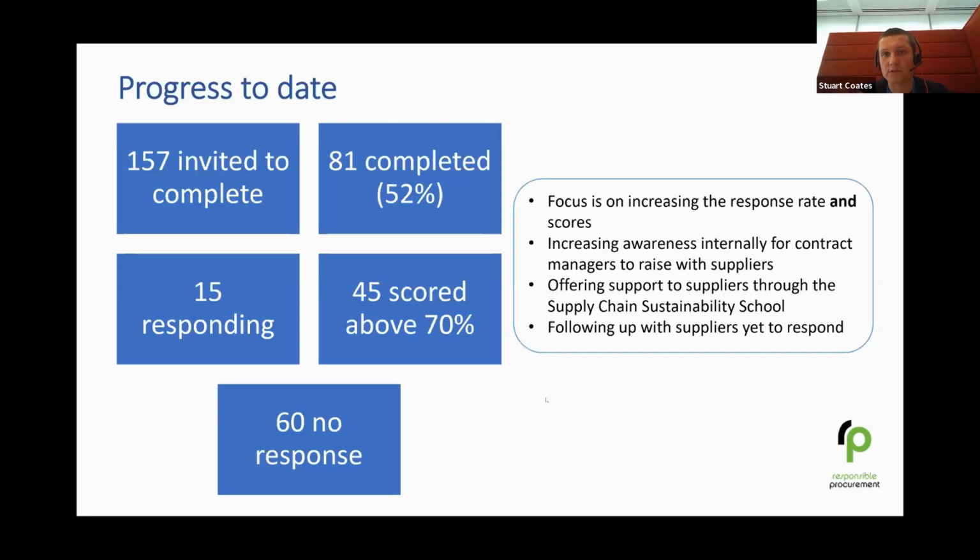So we've got that two-sided approach at the moment: increasing the response rate, which is really important, and increasing the scores. We've got a couple of ways of doing both of those things, because we need to get those completions. Some of our suppliers that have completed have scored quite poorly, but to be honest, if they're forthcoming with this, I think it's a step in the right direction.